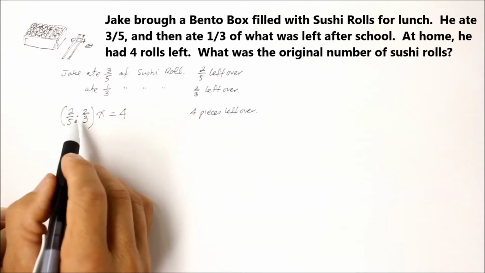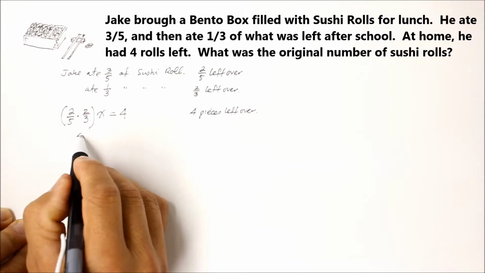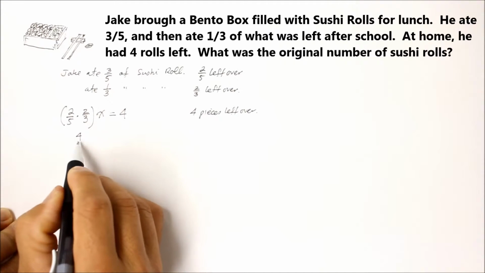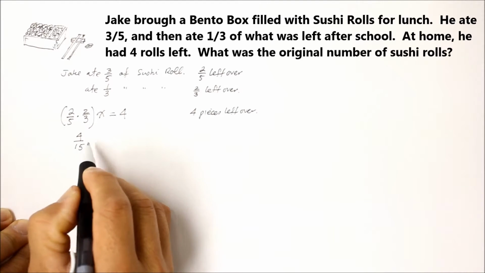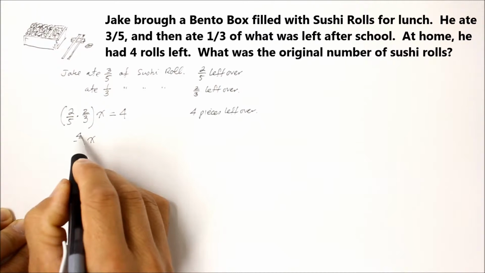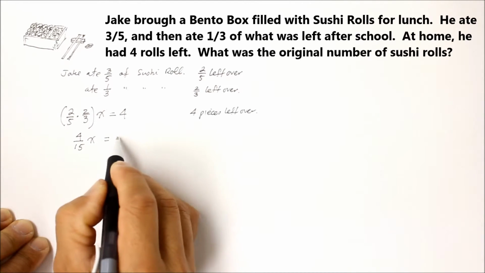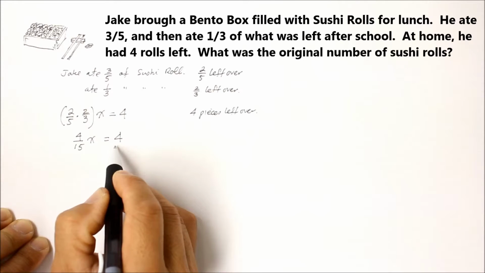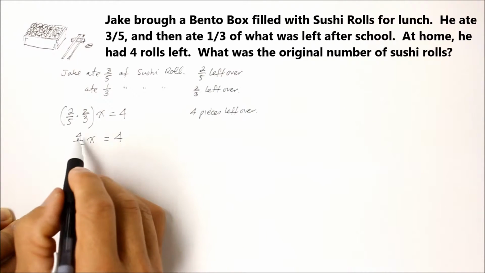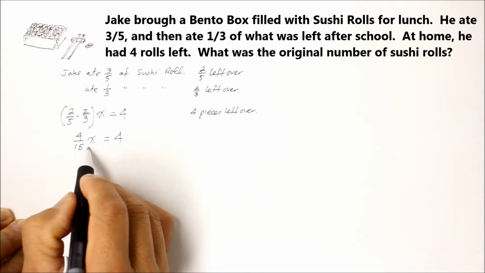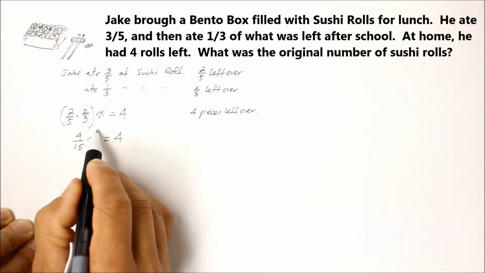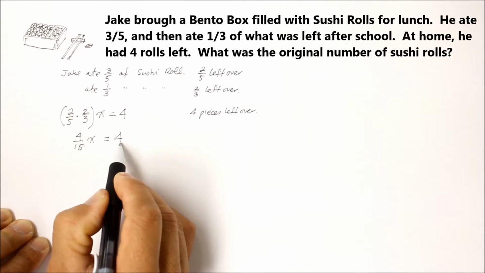So let's multiply. 2 times 2 is 4. 5 times 3 is 15. And we're going to take 4/15 of the original that we have left over, and that will be 4 pieces. I hope you could see that connection. We have eaten 4/15 of the original total number of sushi rolls, and what's left is 4 pieces.